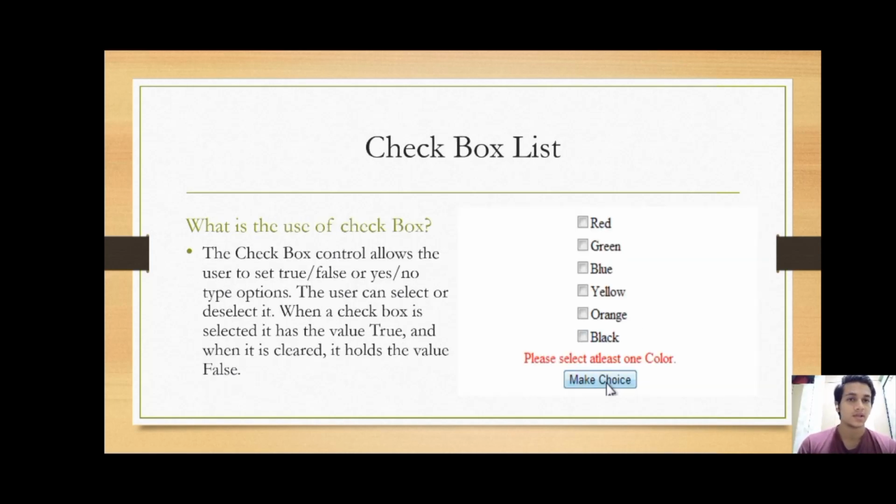What is the use of a checkbox? The checkbox control allows the user to set true or false, yes or no type options. The user can select or deselect it. When a checkbox is selected, it has the value true, and when it is cleared, it holds the value false.